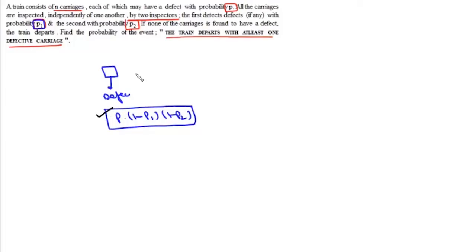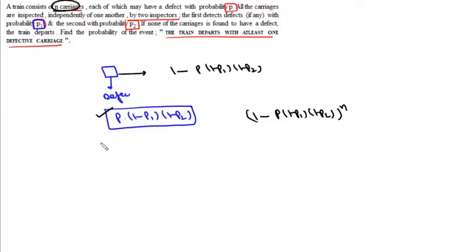So this is the probability that the carriage has a defect and it is undetected. Now the probability that this carriage does not have a defect and has departed is 1 minus P into 1 minus P1 into 1 minus P2. Now the probability that for these n carriages, none of them is defective, is given by 1 minus P into 1 minus P1 into 1 minus P2, n times. So there will be 1 minus P into 1 minus P1 into 1 minus P2 to the power n. So this is the probability that the train departs with none of the defective carriage.